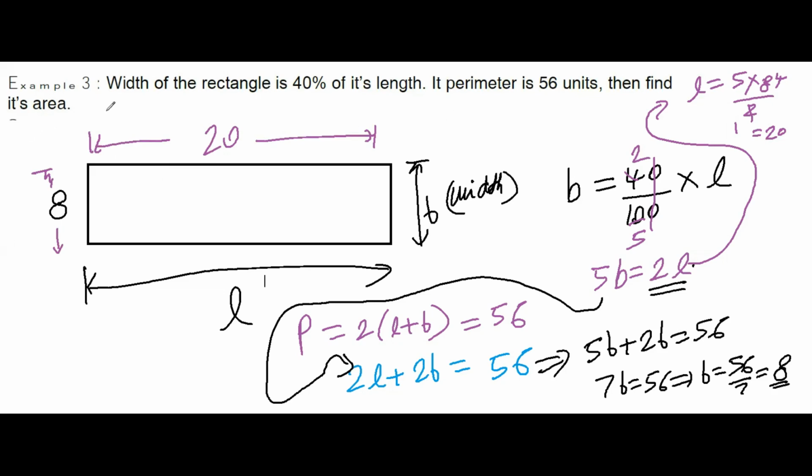Then it says find its area. So area of a rectangle is length into breadth. That is 20 into 8. So 8 twos are 16, and 160. So 160 square units will be the area of this particular rectangle. Clear?